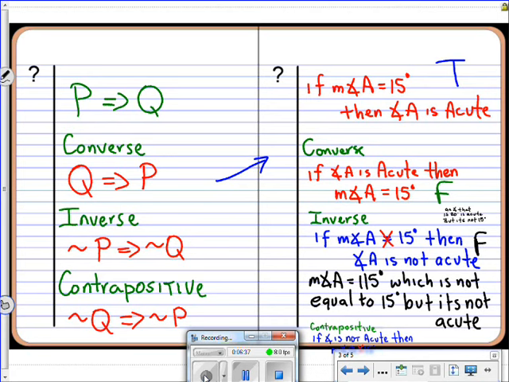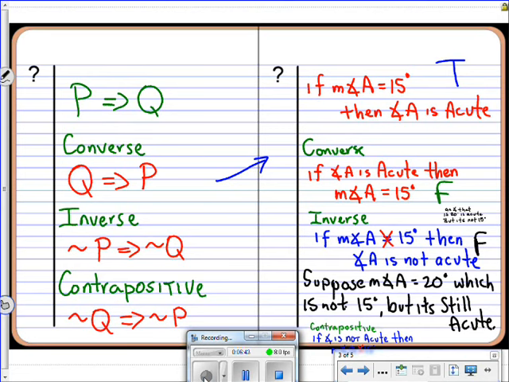Actually, I'm sorry, I made a mistake there, so I'm going to erase that and fix it. All right, this is better. Suppose angle A is equal to 20 degrees, which is not 15, so I just created a situation where the first thing happened. It's not equal to 15, but it's still an acute angle, which shows that the second thing didn't come true. My inverse says that if it's not 15, then it must not be acute. Well, this is definitely a counterexample that shows that that's not true.